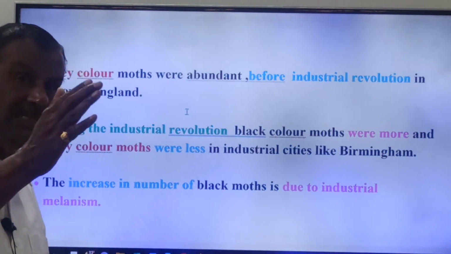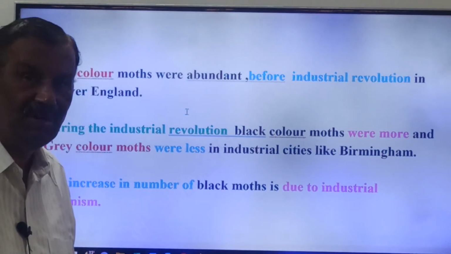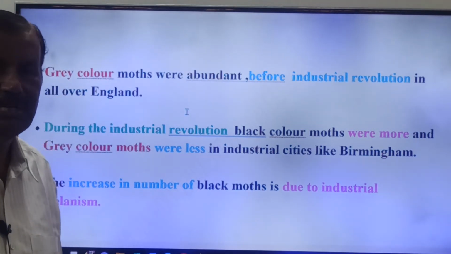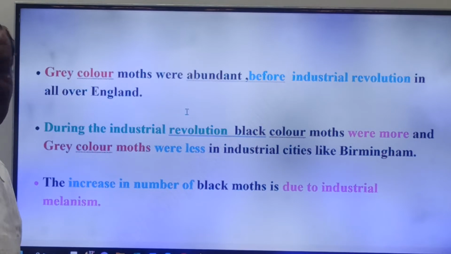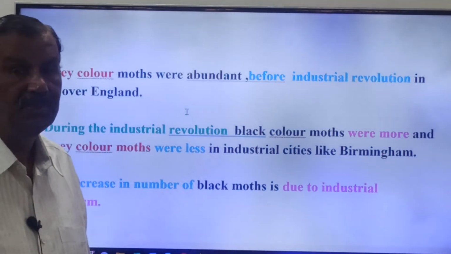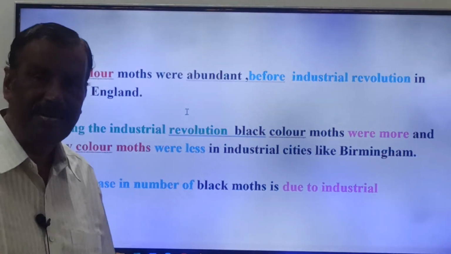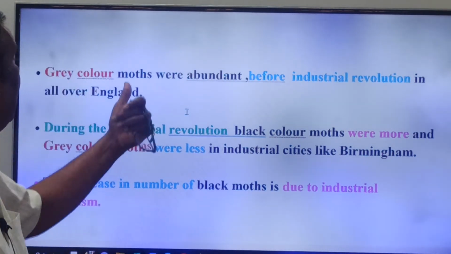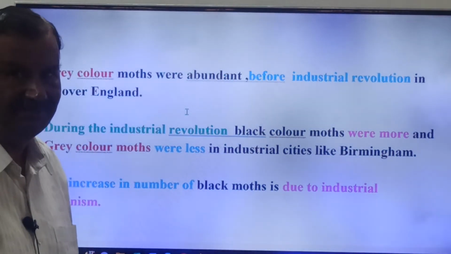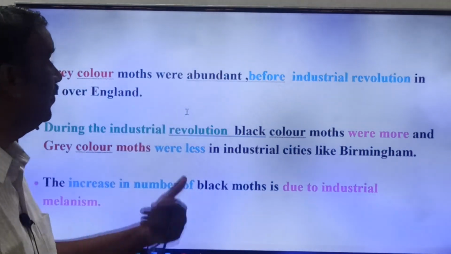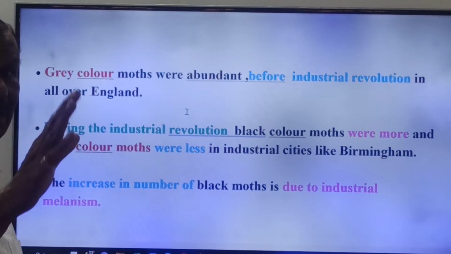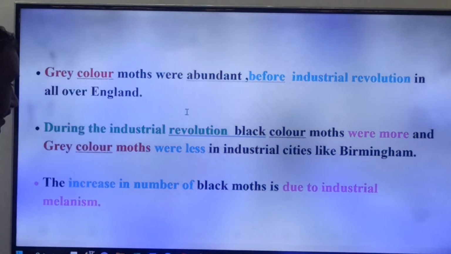See, before the industrial revolution, that is before 1740, friends, there was no industrial revolution in England. So before or prior to the industrial revolution, there were only grey colored moths in England. Grey colored moths were abundant prior to the industrial revolution all over England.